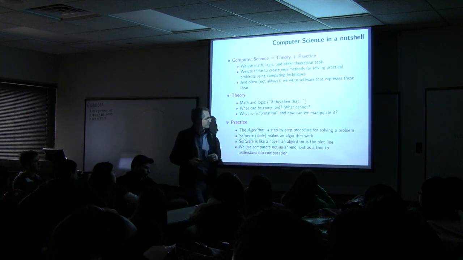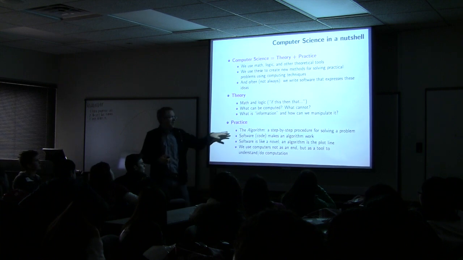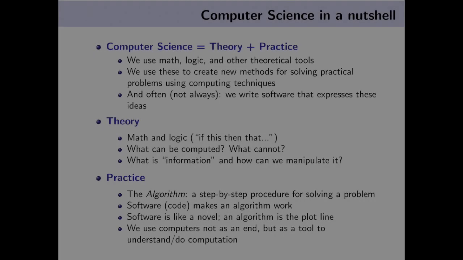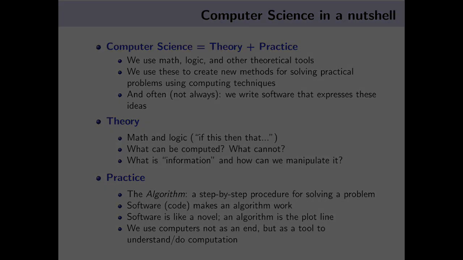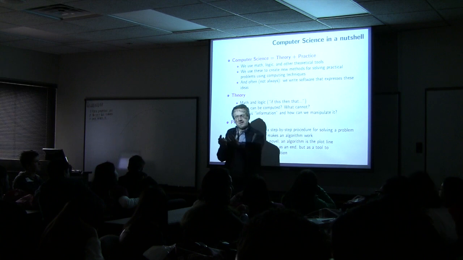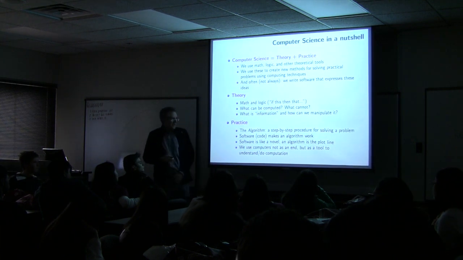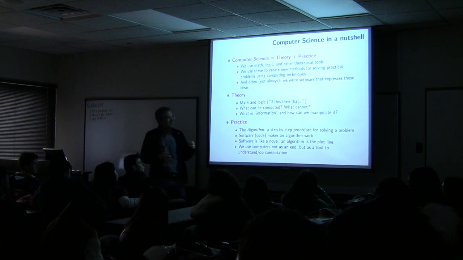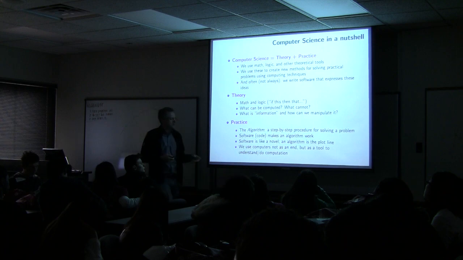In practice, what we do is we create algorithms, we create software. An algorithm is simply a step-by-step procedure for solving some problem. Software then makes that algorithm work on a computer. And it's kind of like a novel. Software is like a novel. An algorithm is like the plot line of that novel. It's like the method, the process of how it is. And the novel makes that plot line go, makes it happen. And as I said, we use computers not as an end, but as a tool, just like an astronomer uses a telescope.